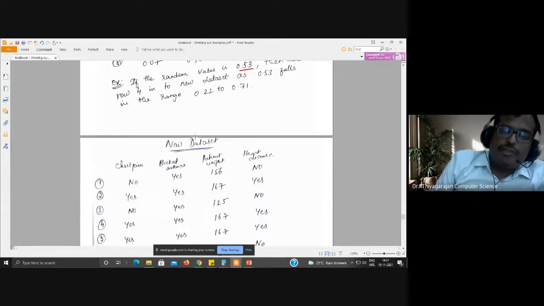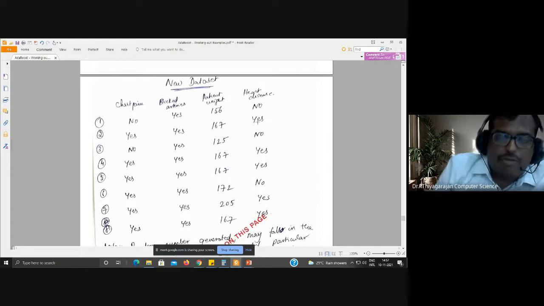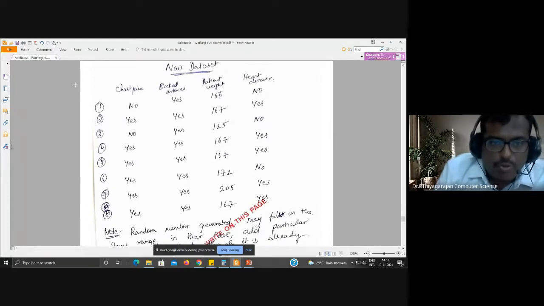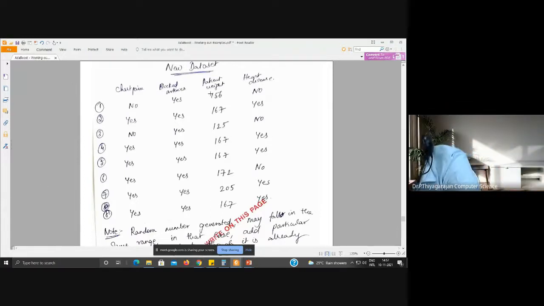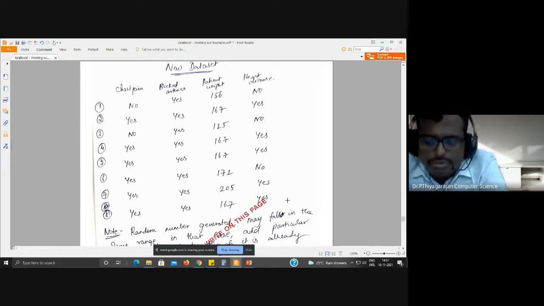Imagine this will be the new data set for me, from the random numbers generated. Look at the new data set I got generated. Check how many times row 4 has been repeated. It is the first time, second time, third time, 4 times the row has been repeated. Are we able to appreciate the concept? Why has it been repeated 4 times?